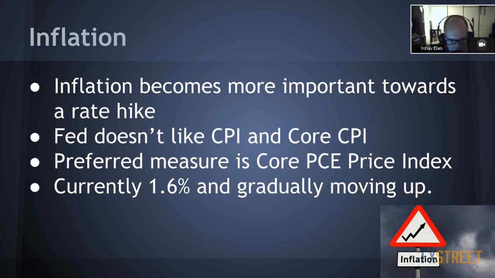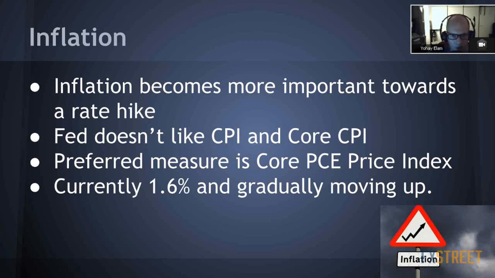So the Fed doesn't like CPI, Consumer Price Index, and it doesn't like also core CPI. Its preferred measure, according to Yellen herself, is the core PCE price index. This is a certain basket of products that is more related to what consumers actually buy. It's currently 1.6% on an annual basis, a year-over-year basis, and it's gradually moving up. We'll need to see it rise above 2% in order to make the Fed a little bit more anxious.